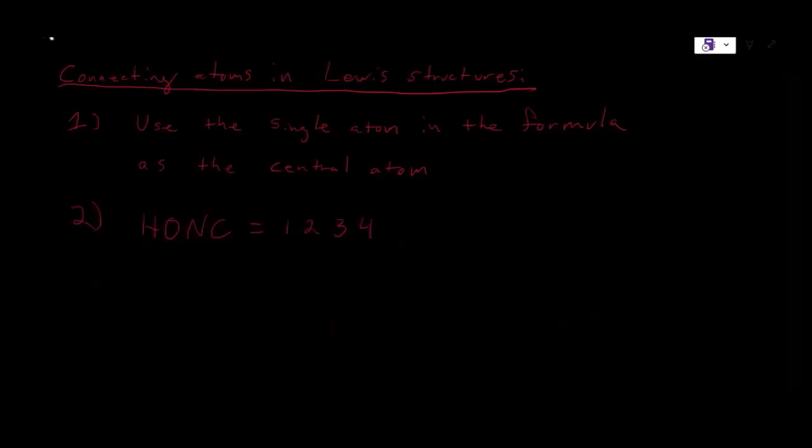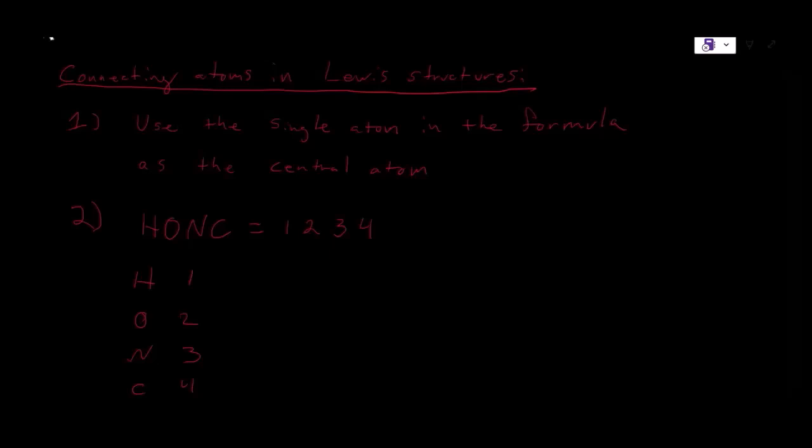The second tip would be to use the HONC method. I think it's so simple that it's really easy to remember, and it works. So we know that hydrogen can only form 1 bond. Oxygen usually forms 2 bonds. Nitrogen usually forms 3 bonds. And carbon usually forms 4 bonds. Whenever you have a formula, it'll give you a general guideline to put the molecule together.